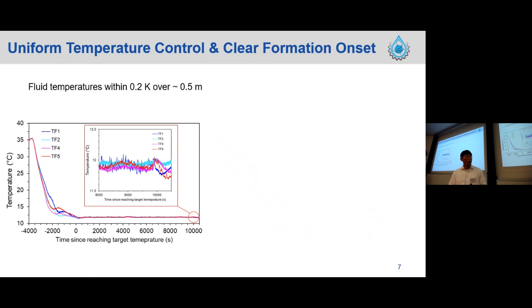Now I will talk about how we do the experiment here. In one hydrate formation cycle, we start with the system at high temperature. This plot is showing the temperature change against time. When you cool the system to the target temperature, in this case around 12 degrees C, you can see that the fluid temperatures between the four thermometers are very close, within 0.2 Kelvin over that half-meter-long pipe cell.